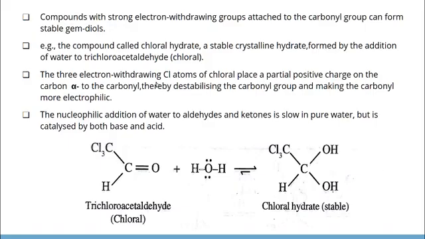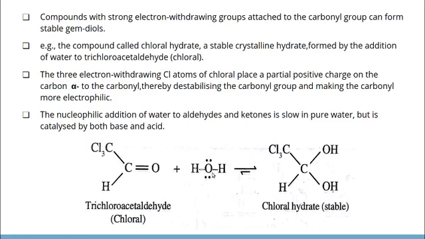Let us see how the presence of electron withdrawing groups like chlorine affects the nucleophilic addition of water to a carbonyl compound. Compounds with strong electron withdrawing groups attached to the carbonyl group can form stable gem diols. The compound called chloral hydrate is a stable crystalline hydrate formed by the addition of water to trichloroacetaldehyde, also known as chloral. So when we treat trichloroacetaldehyde or chloral with water, we get a stable chloral hydrate. In this case, the equilibrium favors the forward reaction.